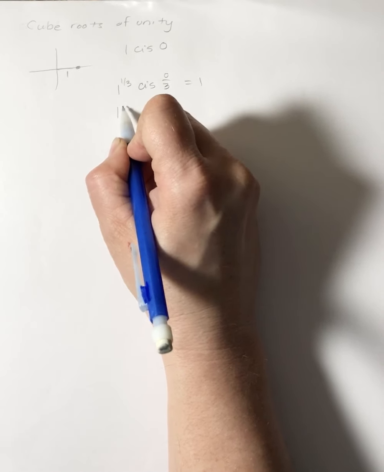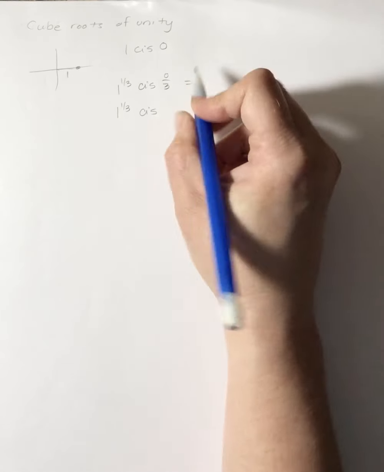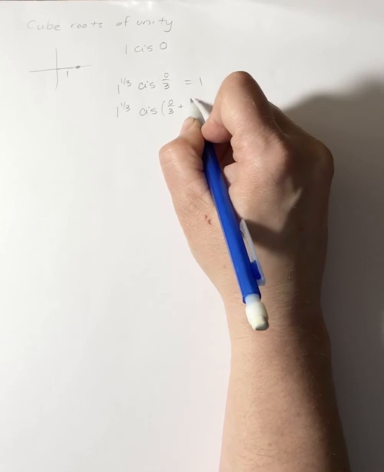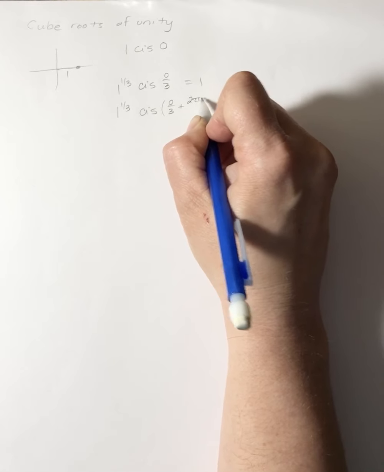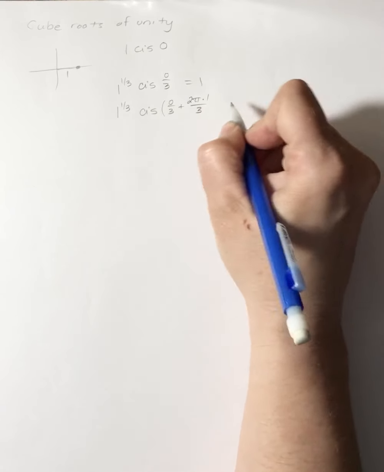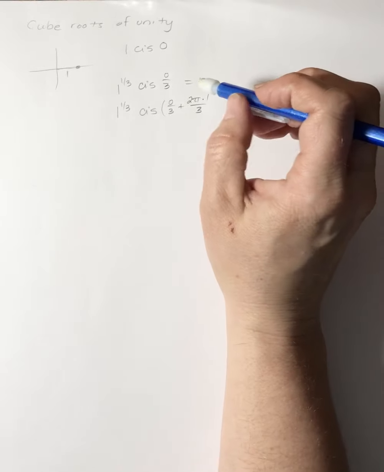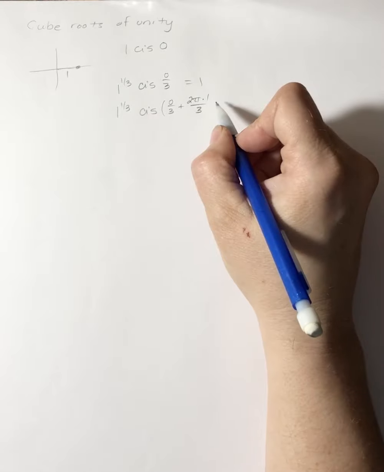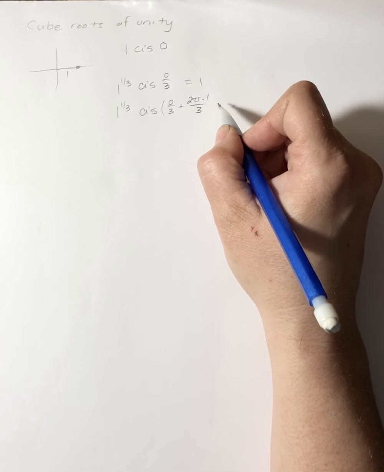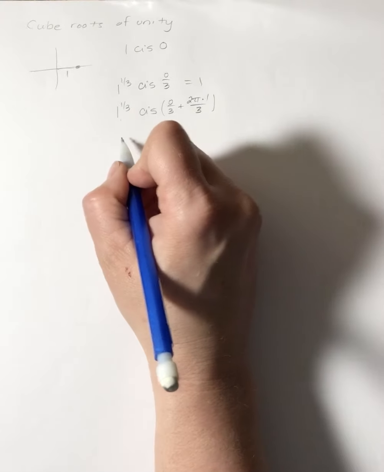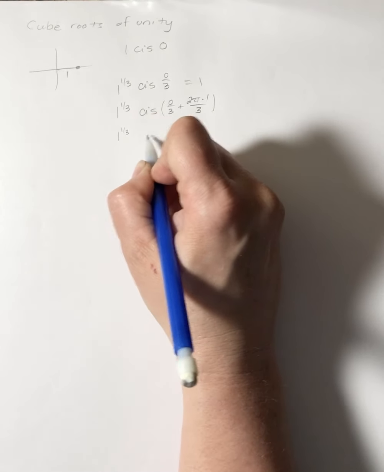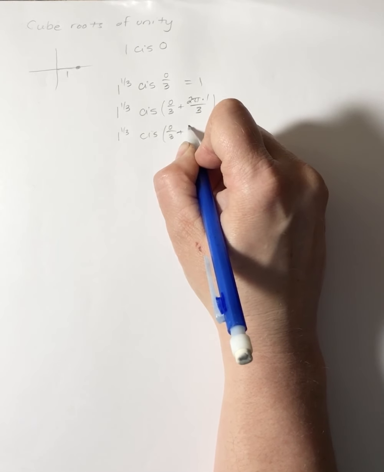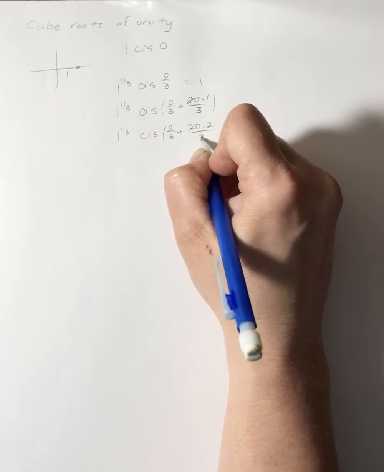My second one is going to be 1 to the 1/3 power cis 0 over 3, which again is just 0, plus I'm taking 2 pi times 1 over 3. And then 1 to the 1/3, which again is just 1. And then I have 0 over 3 plus 2 pi times 2 over 3.